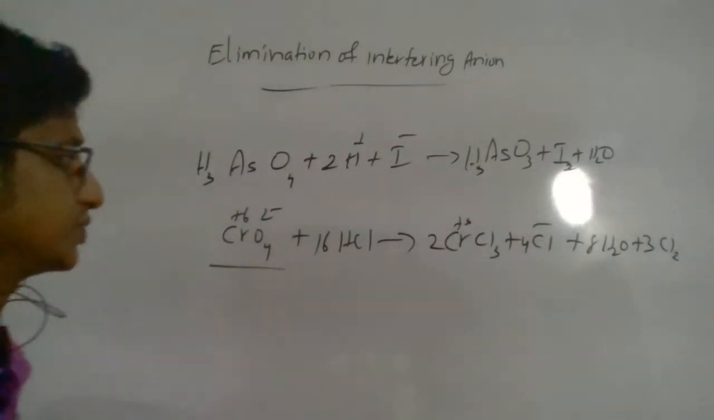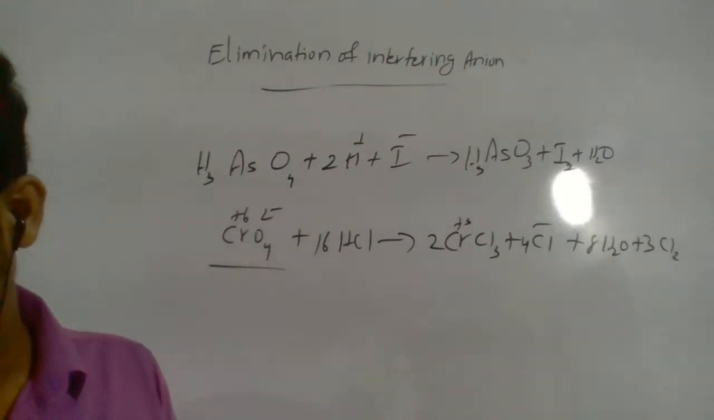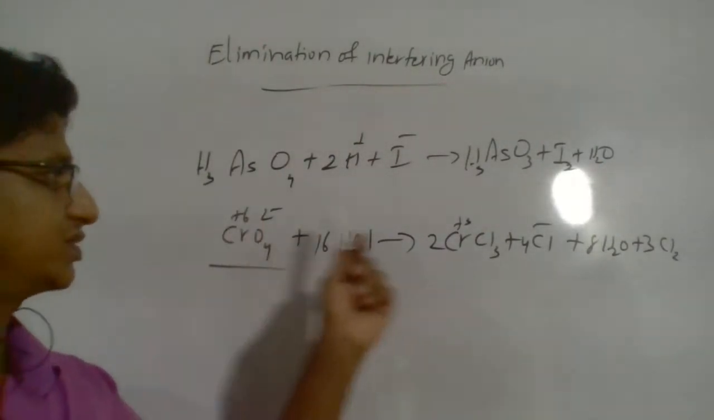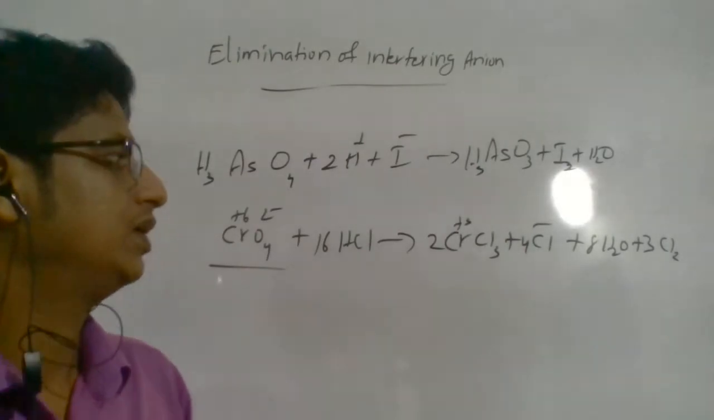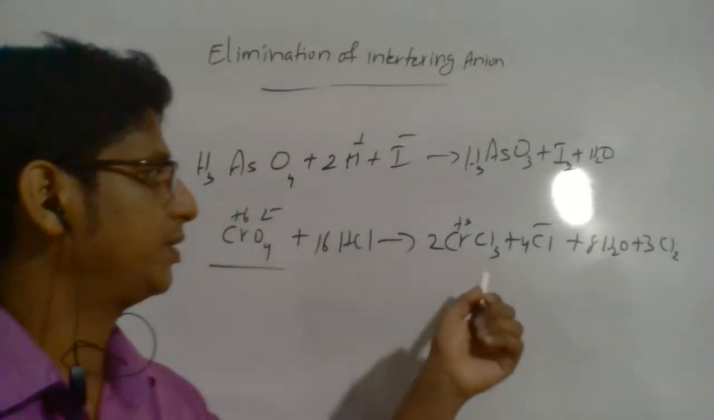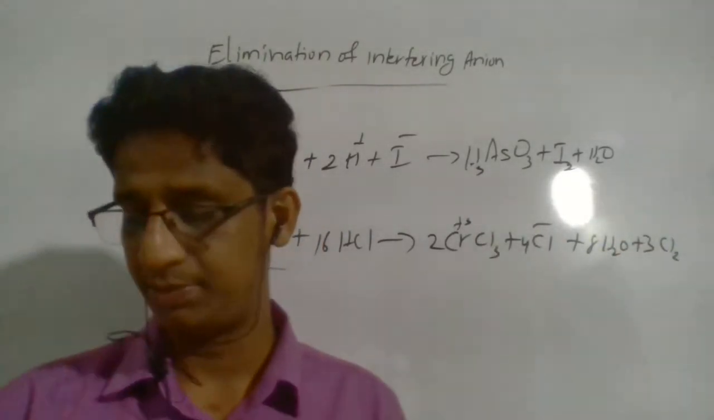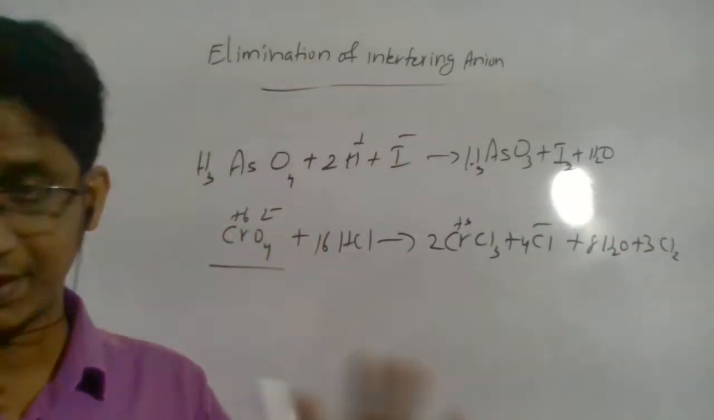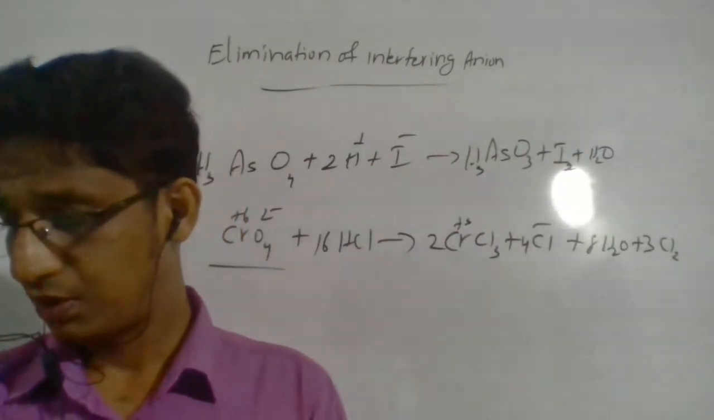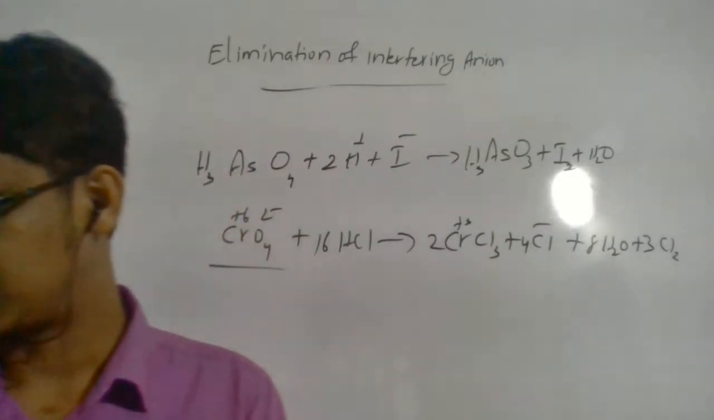Cl minus. So you can understand this is one of the disproportionation reactions, right? It's plus 6 to plus 3, plus 6 to minus 1. So chromate is eliminated as either chromium 3 chloride or chloride ion or even chlorine gas itself. This chromate part is eliminated in the presence of concentrated HCl. So that's the way you eliminate chromate.